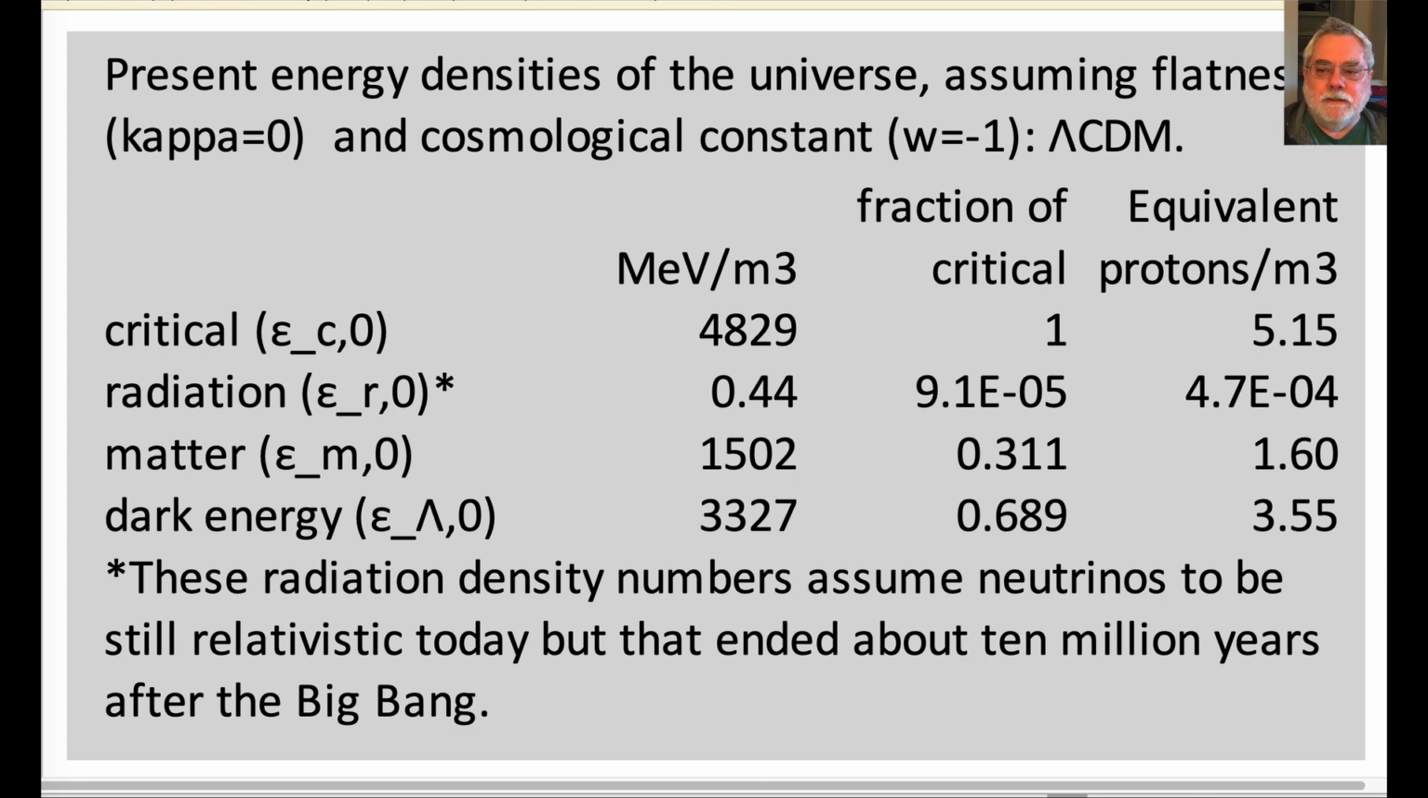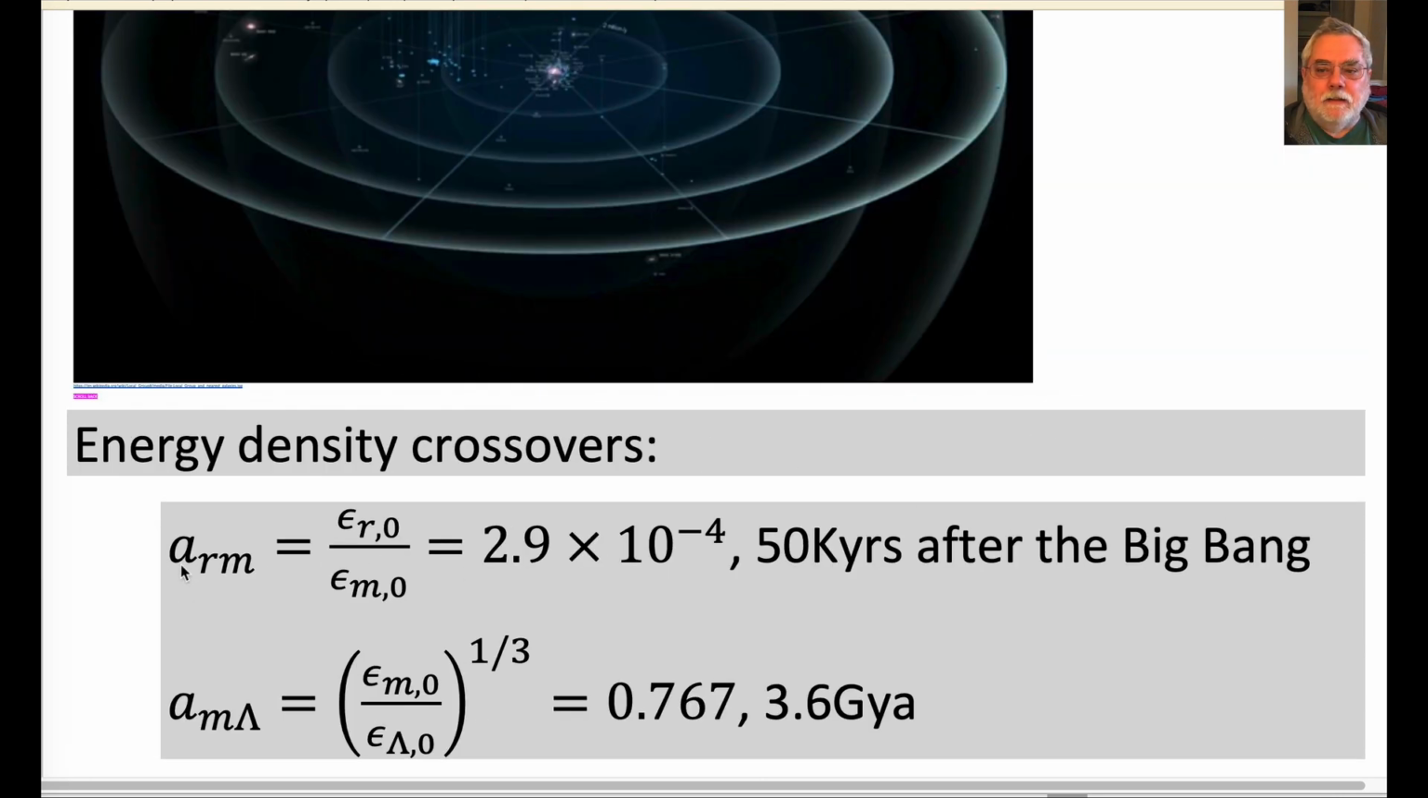Now we know how each energy density component changes with the scale factor, and we know the present energy densities. We can easily calculate the scale factors at which each energy density component loses its dominance to another component. Radiation dominated the expansion of the universe for the first 50,000 years after the Big Bang, actually starting a very small fraction of a second after the Big Bang, as we will learn later. Then the scale factor became large enough that radiation fell below matter, and matter dominated the expansion of the universe for the next 10.2 billion years.